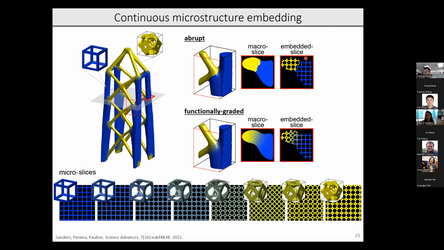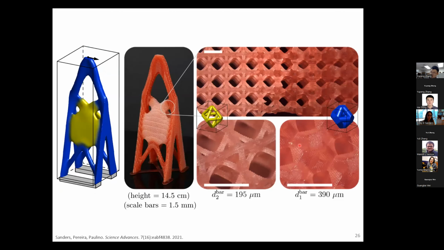And here you can see the critical importance of the functionally graded region, right? In the abrupt transition, we don't have very good connectivity between the different architectures. Whereas when we do the functional grading and the interpolation, now we have a nice, well-connected, smooth interface between the two. So using this approach, we manufactured our 3 cantilever beams.